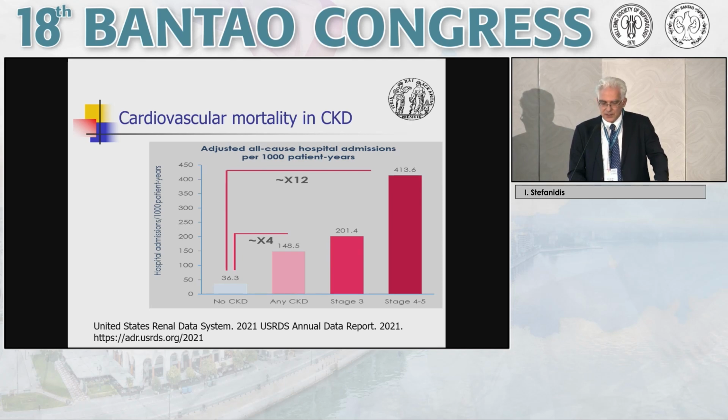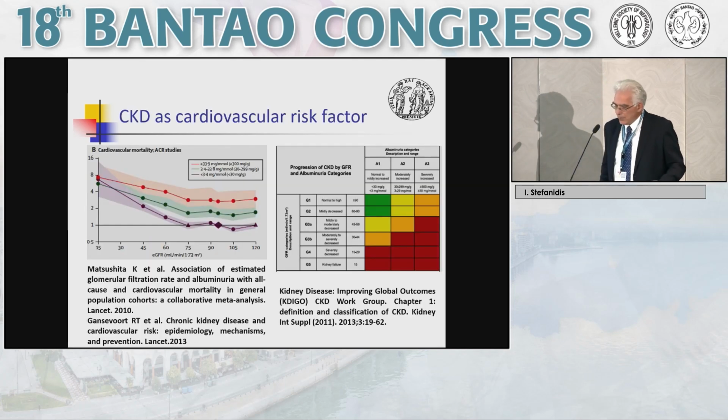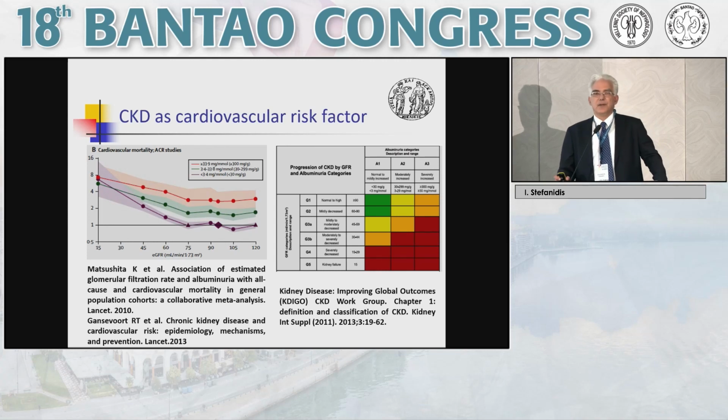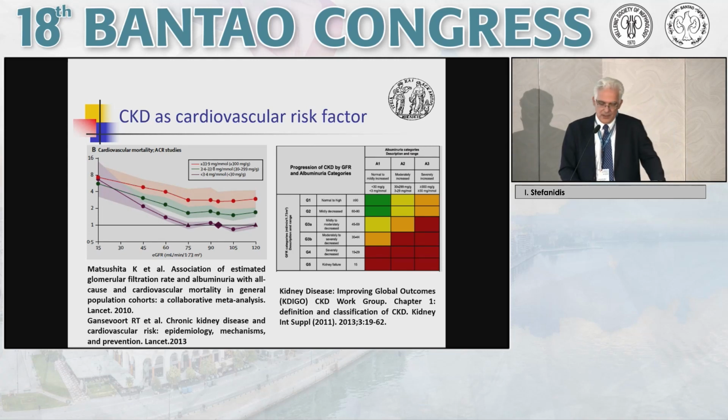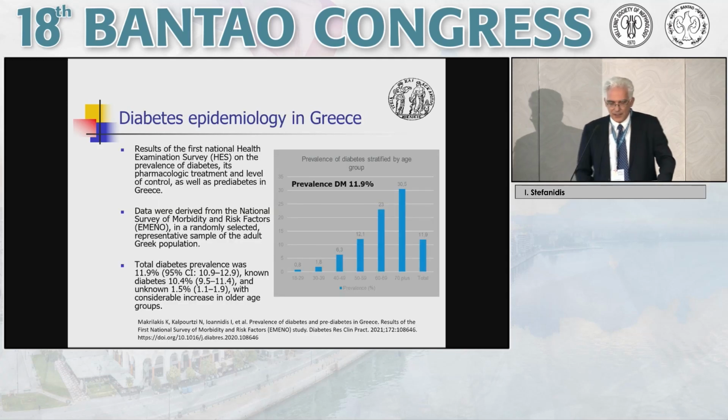For prognosis, not only GFR measurement is important, but also albuminuria. You see, we have a stage with moderately increased albuminuria and severely increased albuminuria, and the prognosis at severely increased albuminuria is the same as in stage 3 and 4 kidney disease according to GFR.